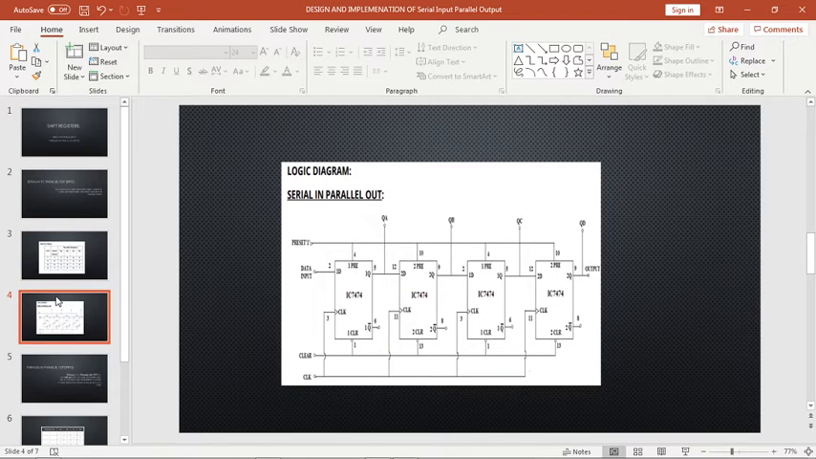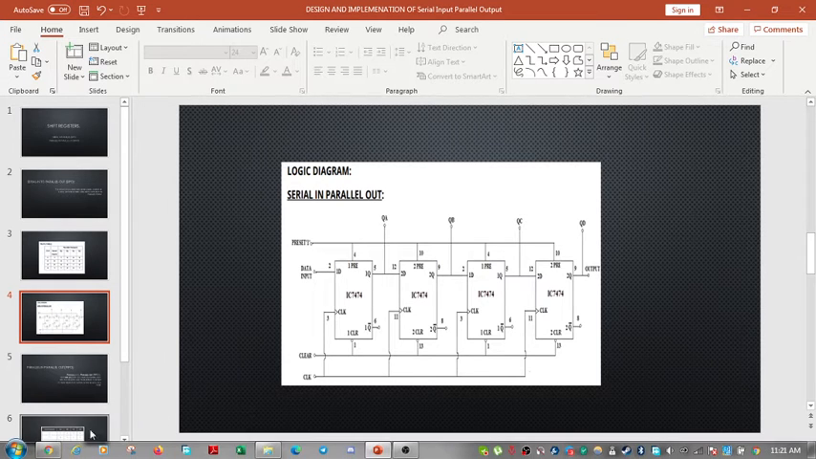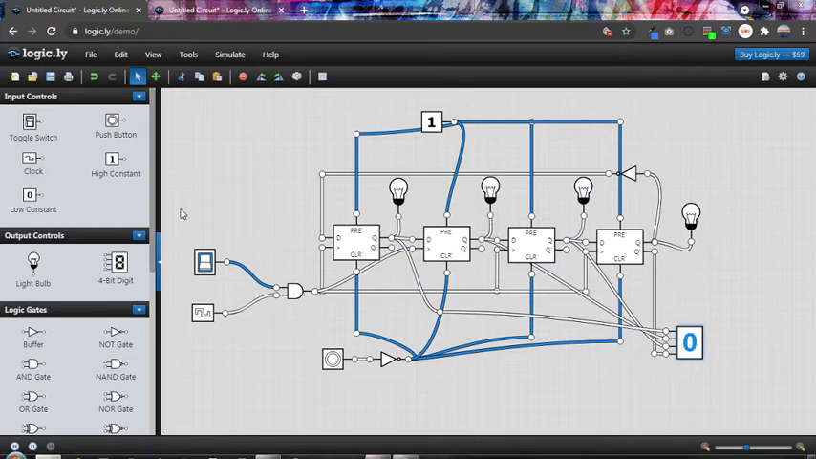Let us now look into the circuit diagram. This is the circuit diagram of the serial in parallel out register. Here the inputs are given in series and the outputs are drawn from parallel. Let us now look into the simulation. This is the circuit of serial in parallel out.